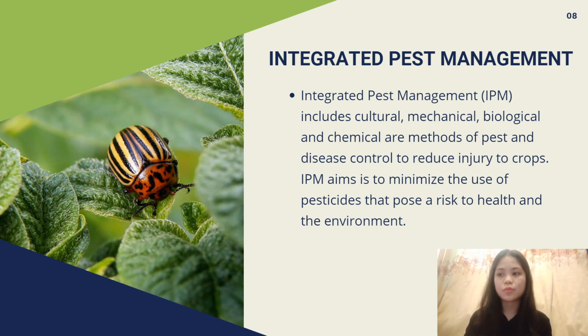Integrated pest management practices, which include cultural, mechanical, biological, and chemical methods, are methods of pest and disease control to reduce injury to crops. Integrated pest management aims to minimize the use of pesticides that pose a risk to health and the environment. Integrated pest management does not prevent chemical spraying, but it offers selective and safer pesticide spraying.